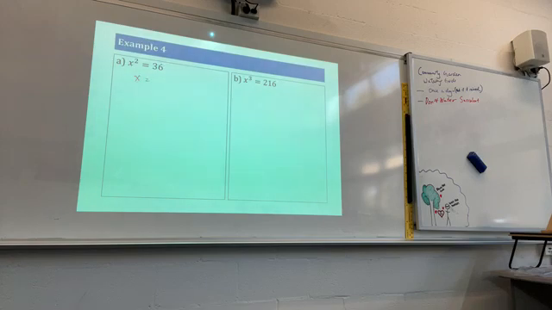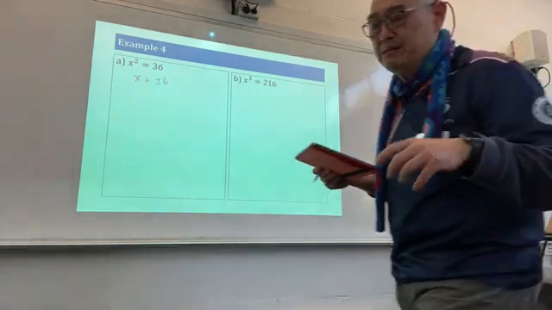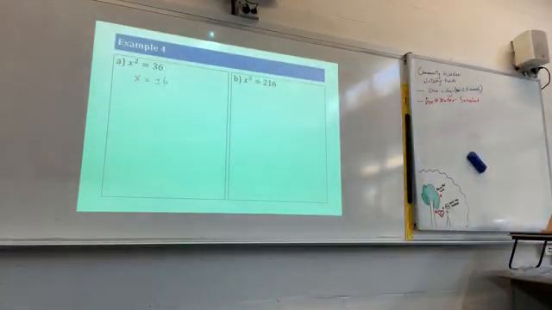7 squared minus 6, that's equal to plus or minus... Which one? You must have plus or minus 6, because minus 6 times minus 6 is 36. Correct? What about the next one?